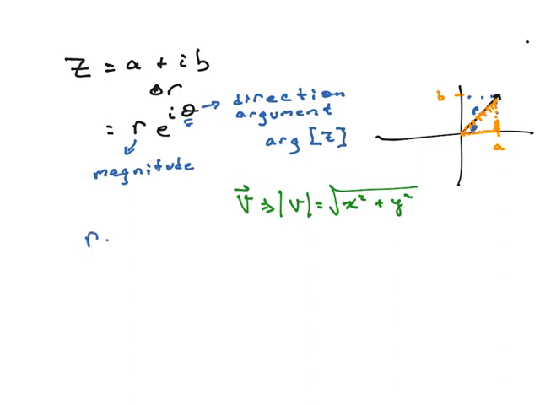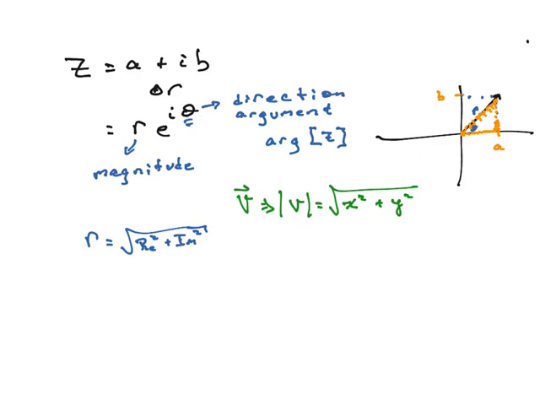R, the magnitude of a complex number, is given by the square root of the real part of your complex number squared plus the imaginary part of the complex number squared. Okay? Very, very similar. x squared plus y squared, square rooted of course, is the magnitude. Well, for a complex number, the x and the y refer to the real part and the imaginary part.